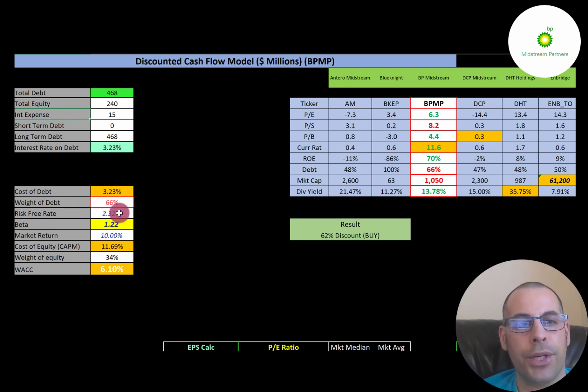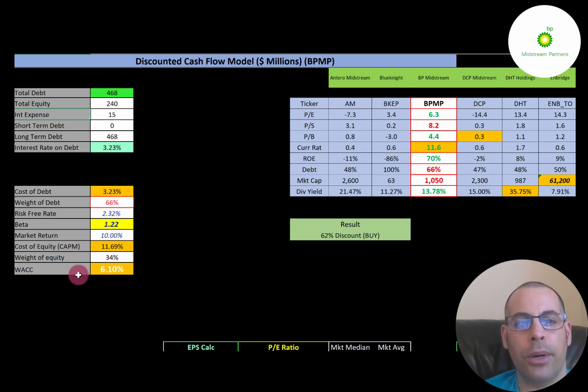So they are a bit leveraged. 66% of their capital structure is debt, which means 34% is equity. Cost of equity is 11.69%, and we use the capital asset pricing model to figure that out. The CAPM formula uses the beta, which is how volatile the stock is relative to the market. They have a beta of 1.22, so the stock is a little more volatile than the market, but not too volatile. The higher the beta, the higher the cost of equity.